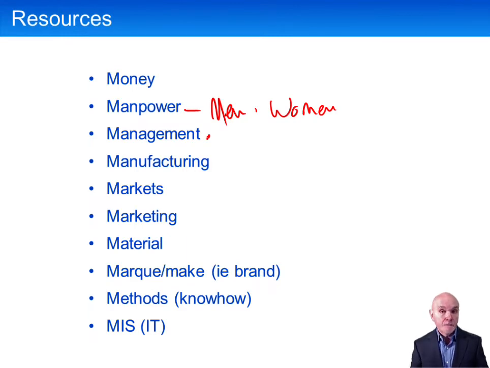Methods or know-how. A strong know-how in manufacturing techniques, which are quite difficult, is a strong barrier to entry. It can help you produce unique products, and unique products, of course, can command a higher price, and so on.